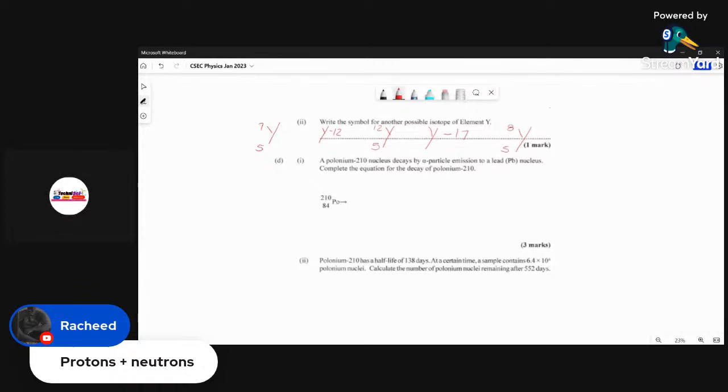So now to do some equations. Yay. All right. A polonium-210 nucleus decays. This is a sample they're giving us. A polonium-210 nucleus decays by alpha particle emission to a lead nucleus. Complete the equation for the decay of polonium-210.